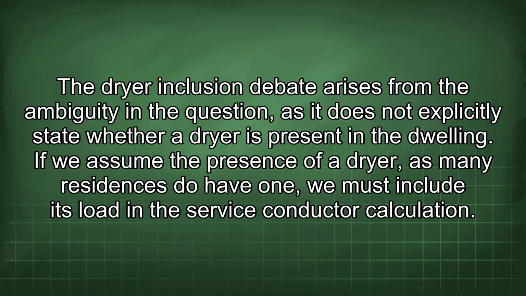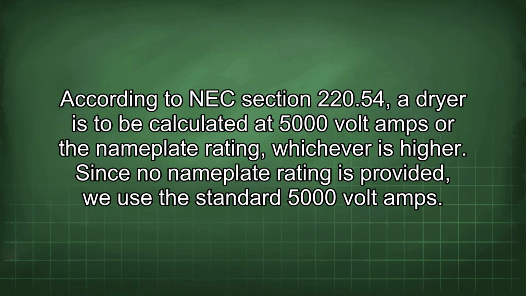The dryer inclusion debate arises from the ambiguity in the question, as it does not explicitly state whether a dryer is present in the dwelling. If we assume the presence of a dryer, as many residences do have one, we must include its load in the service conductor calculation. According to NEC Section 220.54, a dryer is to be calculated at 5000 volt amps or the nameplate rating, whichever is higher. Since no nameplate rating is provided, we use the standard 5000 volt amps.